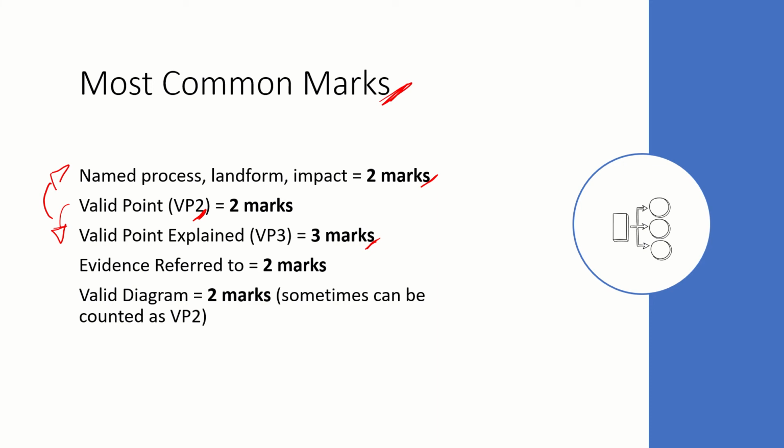There's also 2 marks available at times for a valid diagram. If there's no marks available for a diagram inside the marking scheme, sometimes the diagrams that you draw can be worth a VP2, so you'll get 2 marks for drawing your diagram. That's going to be important because it means that we don't need to spend 15 minutes drawing a diagram, because they're only going to be worth 2 marks. So we need to be quick, neat with our diagrams. We need to label our diagrams correctly, but they don't need to be pieces of art. And then lastly, you get 2 marks for an example provided in the exam.